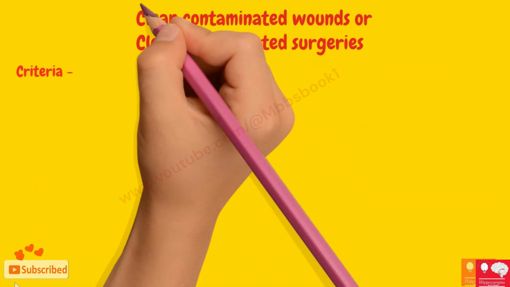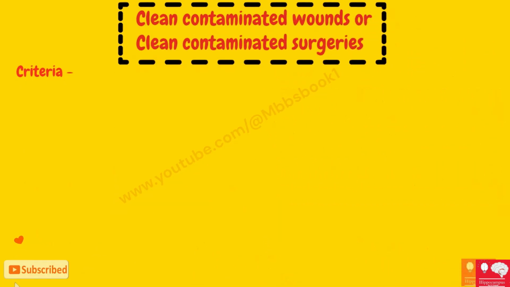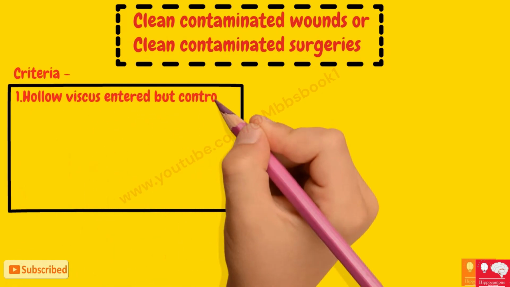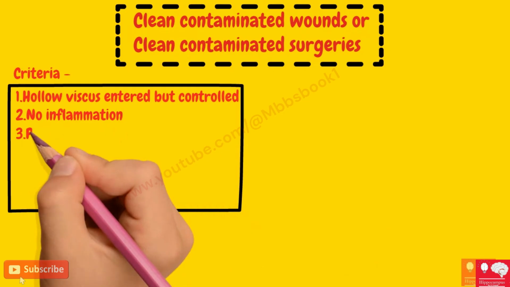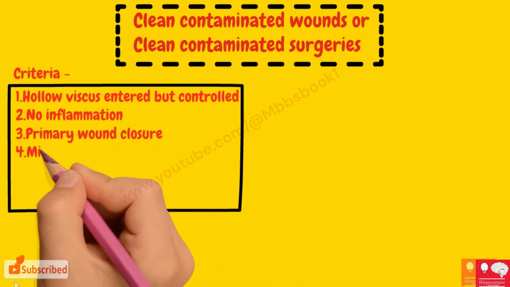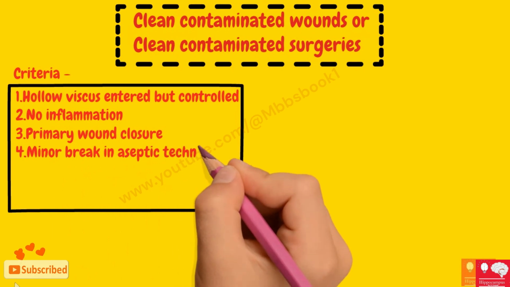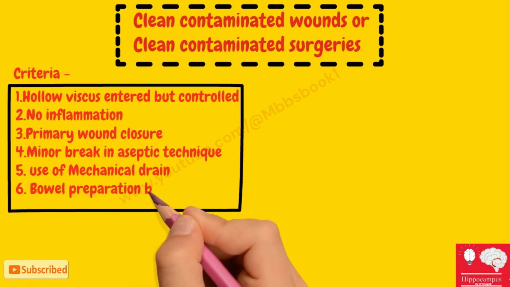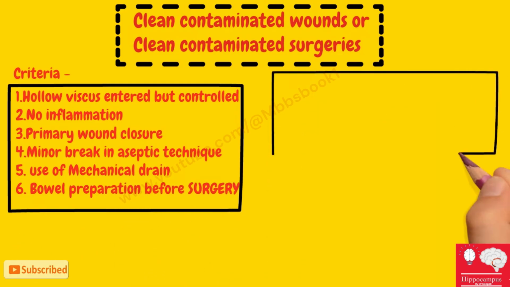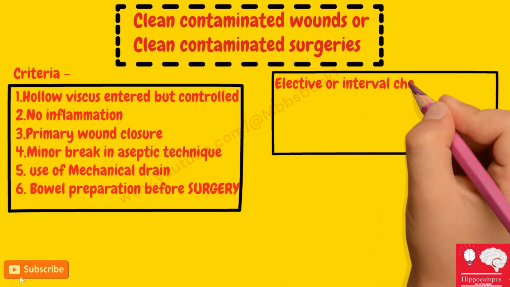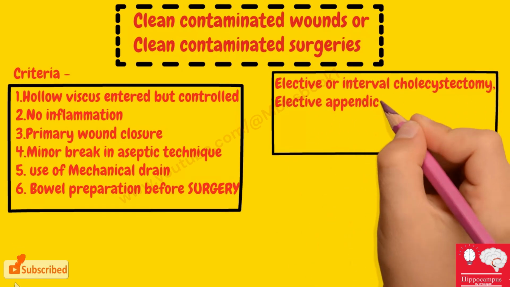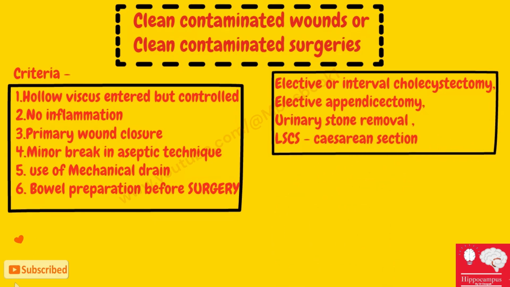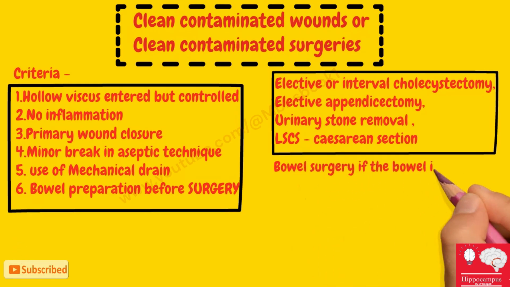So the criteria for the clean contaminated wound or clean contaminated surgeries are: first, hollow viscus entered but controlled. Second, no inflammation. Third, primary wound closure. Fourth, minor breaks in aseptic technique. Fifth, use of mechanical drain. And sixth, bowel preparation before surgery. The examples are elective or interval cholecystectomy, elective appendicectomy, urinary stone removal, LSCS, that is caesarean section. And the last is bowel surgery if the bowel is prepared.